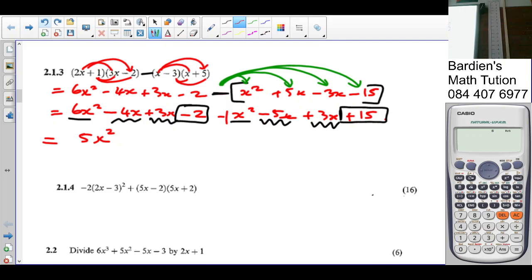What is negative 4x plus 3x? Negative x. Negative x minus 5x? How can it be negative 4x? You got negative 4 plus 3. 1, 2, 3. Negative 1. Negative 1 minus 5. 1, 2, 3, 4, 5. Negative 6. Negative 6 plus 3. Negative 3. Then negative 3x. Guys understand? Yes. Negative 2 plus 15. Positive.